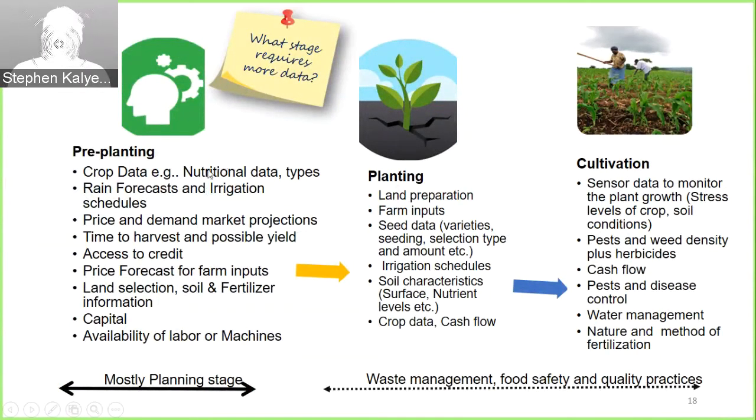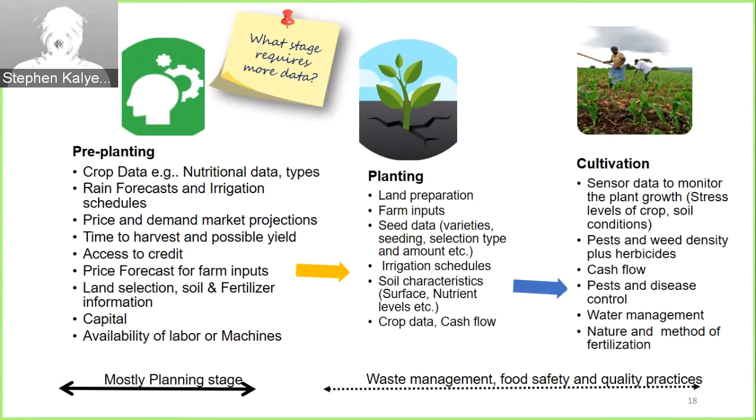For one to do maize growing, they have to go through the pre-planting stage. They have to have the crop data that I talked about. This data includes nutrition data, the best pest and weed control measures, the intercropping methods, because you cannot grow maize only, you can involve different crops, but not all crops can be grown jointly. The rain forecasts, the cropping calendar, irrigation schedules. If I'm on a farm with an acre of maize, I set irrigation schedules, and all this data is collected. Price and demand market projections.